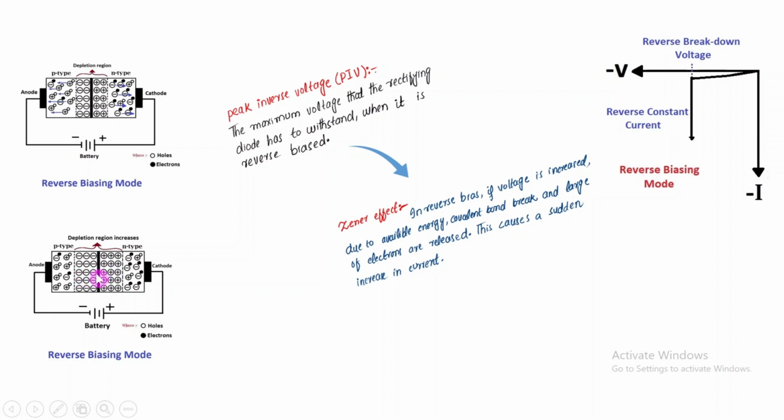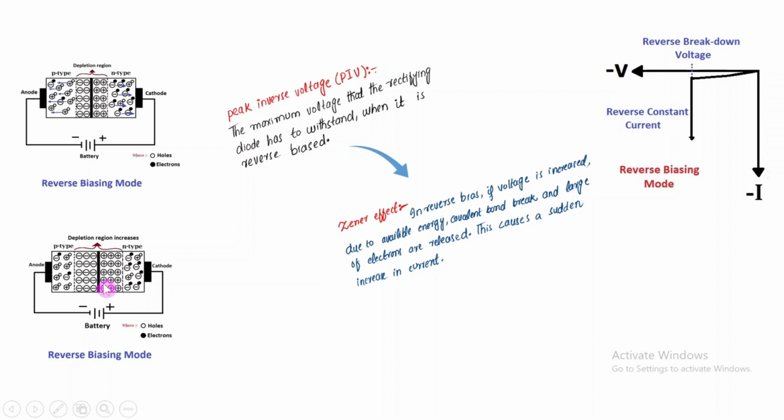In reverse bias, if the voltage is increased, due to the available energy the covalent bond will break between these immobile ions, and a large number of electrons are released. This causes a sudden increase in the current. This effect is called the Zener effect.